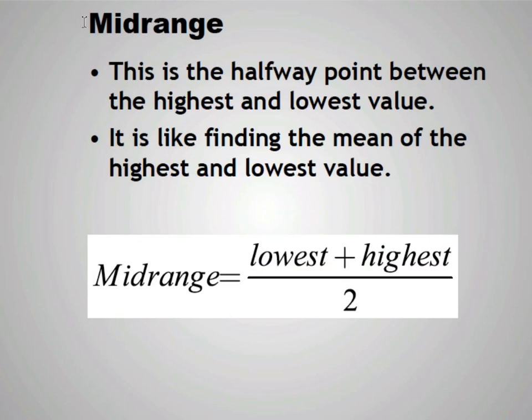Our next one is the mid-range, and this is the halfway point between the highest and the lowest value. It's like finding the mean of the highest and the lowest value. To find the mid-range, you just take the lowest data plus the highest piece of data, and you divide it by 2. That's going to give you a value that's somewhere in the middle of all the data, right in between the highest and the lowest.